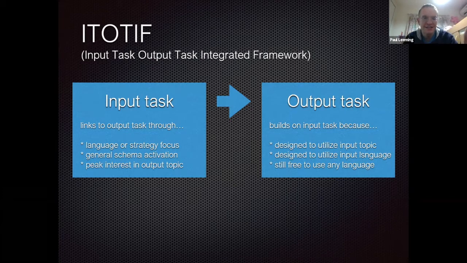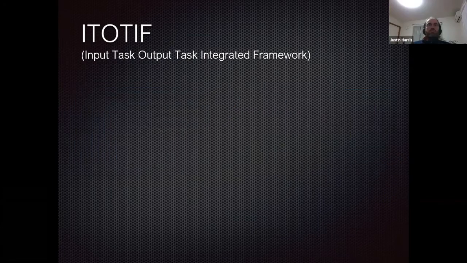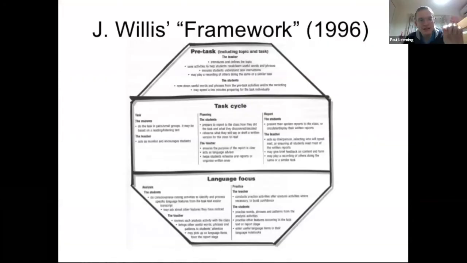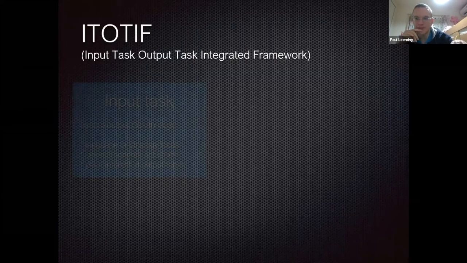It follows the task cycle. So it still follows this cycle. The input task follows this cycle. The output task follows this cycle. So the pre-task might be, read this article, guess what you think the end of the story is going to be, for example. Then the students read, report back, did they get the right answer, did they guess? And then the language focus would be some language from that input task.